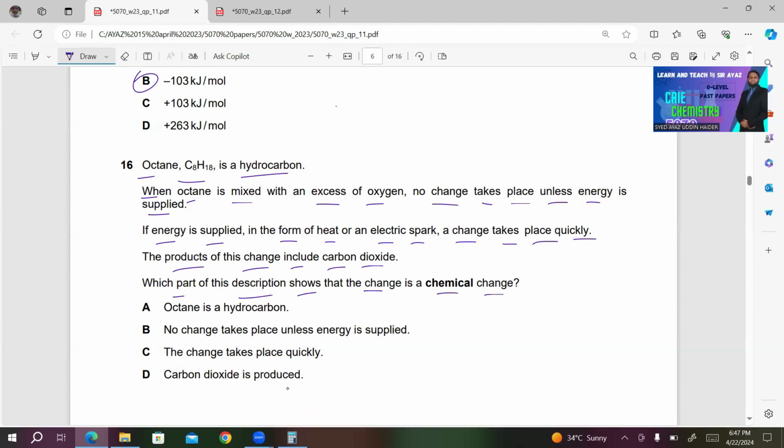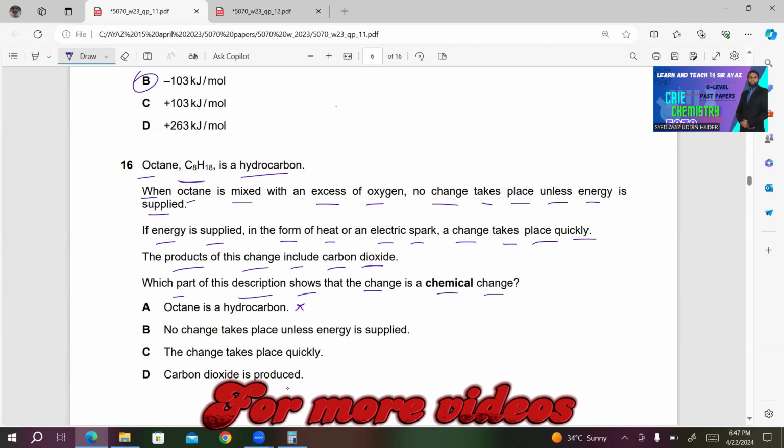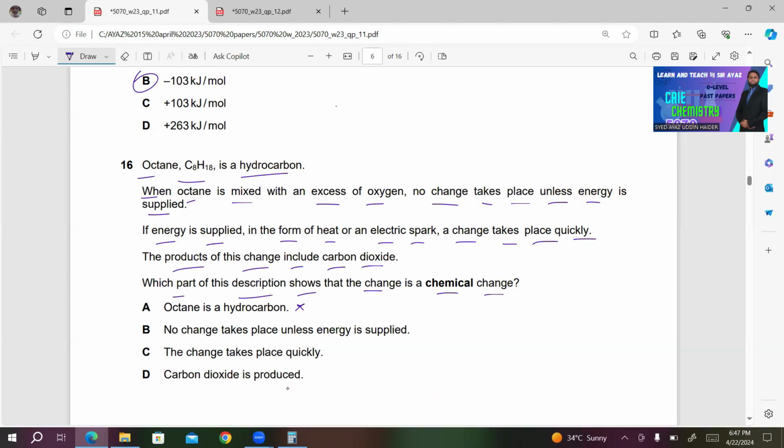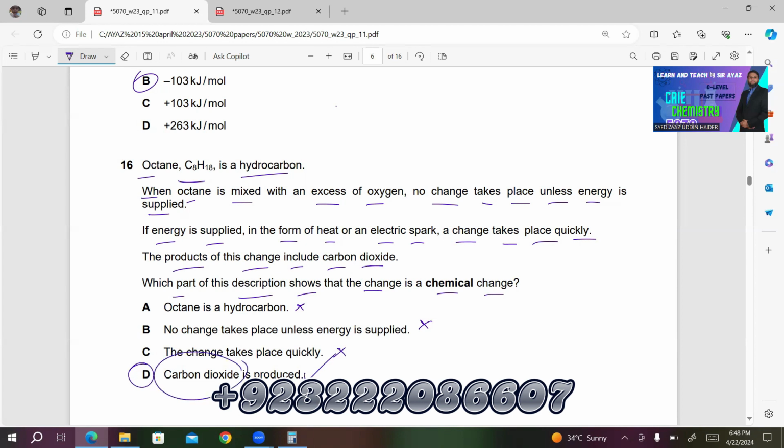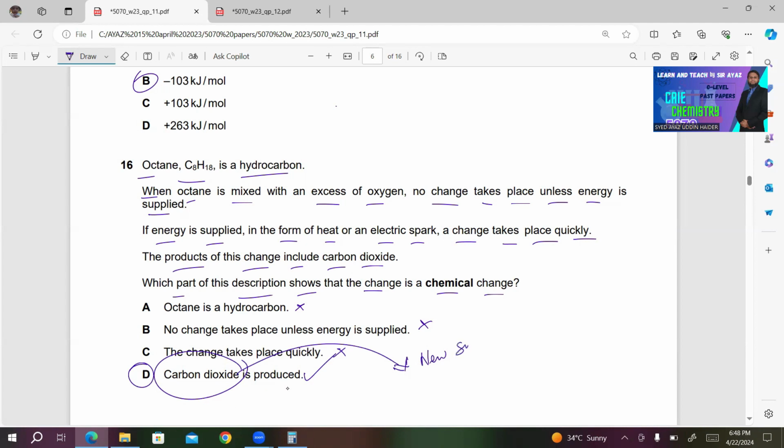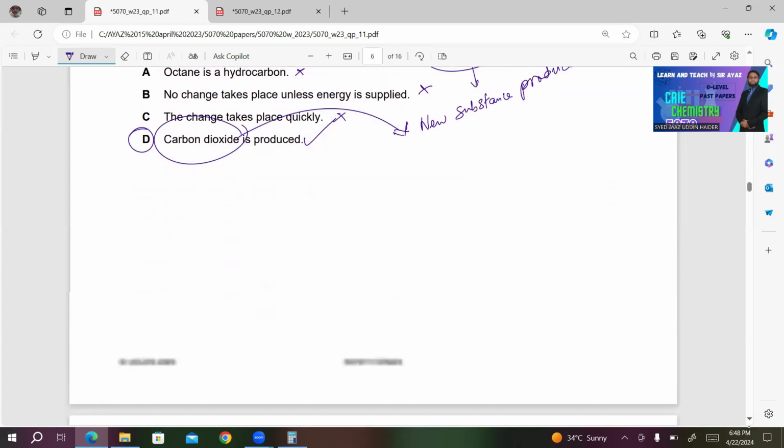Remember, during a chemical change, we will always get a new product. So in A, octane is a hydrocarbon. This statement does not suggest that it's a chemical change. B, no change takes place unless energy is supplied. This also is an incorrect statement. C, the change takes place quickly. This is also incorrect. D, carbon dioxide is produced. This is the correct statement because we have a new substance produced. So this must be the chemical change. So D must be the right answer.